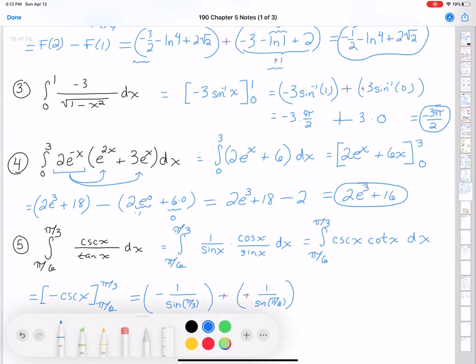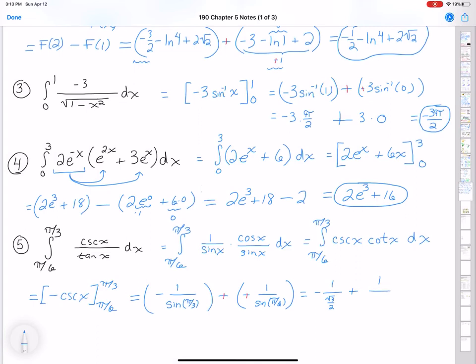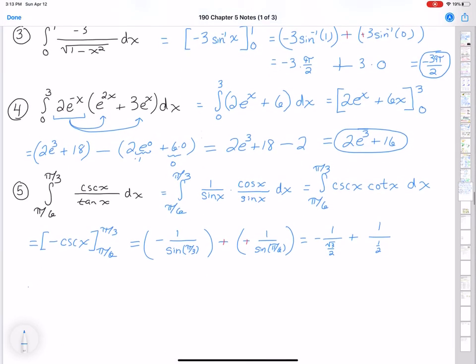And then the sine at pi over 3 is root 3 over 2. So we have negative 1 divided by root 3 over 2. We'll clean that up in a second. Plus, and now the sine at pi over 6, that's our 1/2. And so, what do I have here? I have negative 2 over the square root of 3 plus 2.